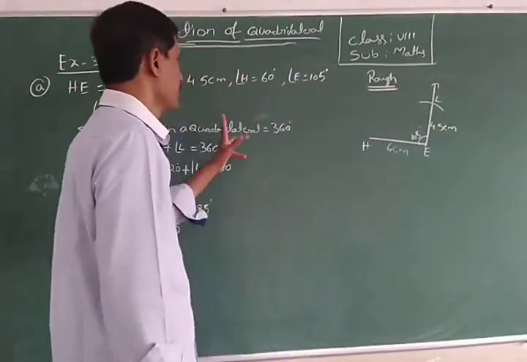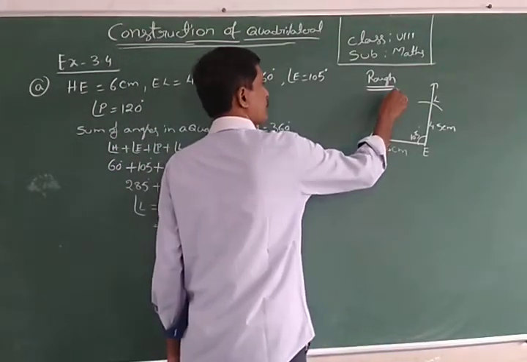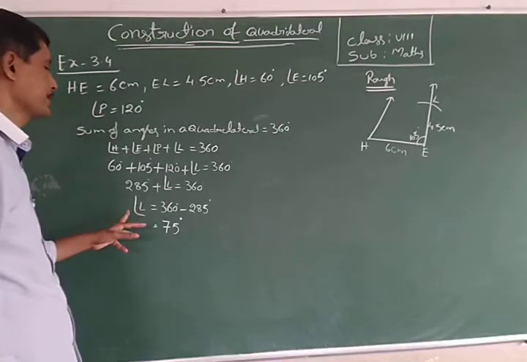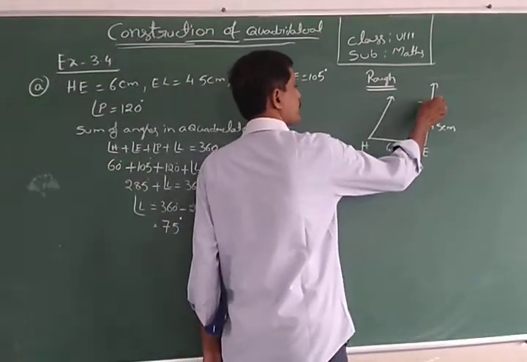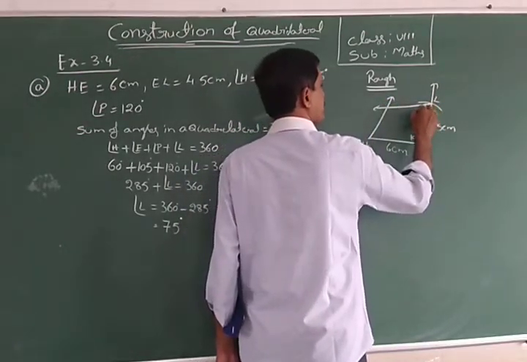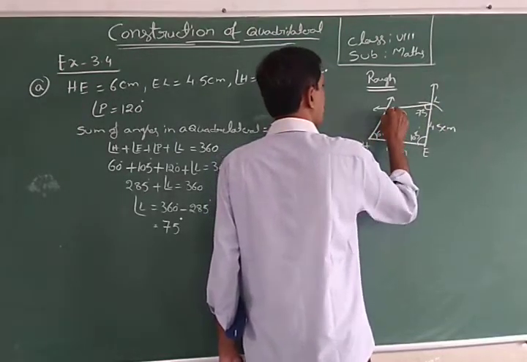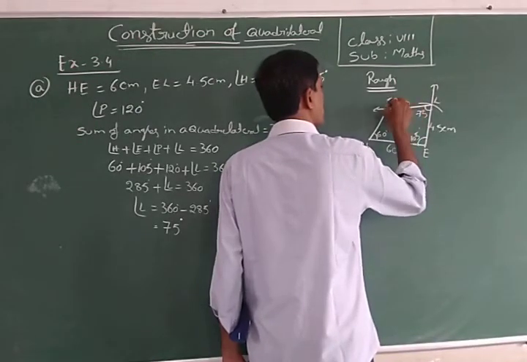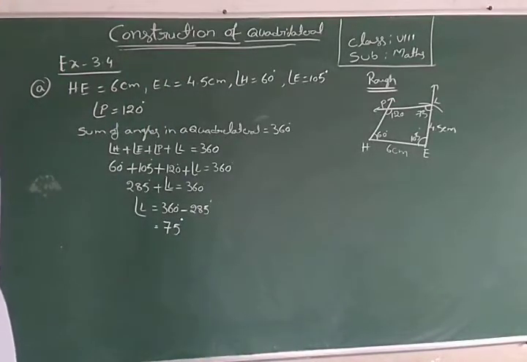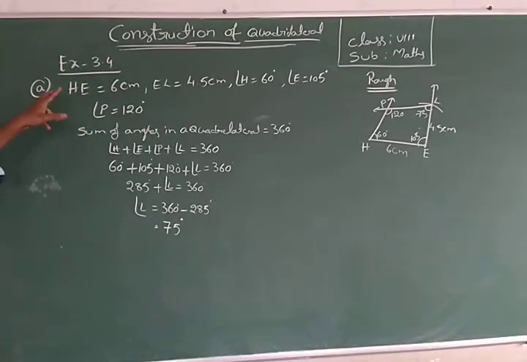Next, take H as the center, measure the angle 60 degrees. Okay. Next, take L as the center, measure the angle 75 degrees. Here is 60 degrees. Here, compulsory 120 degrees. Therefore, the quadrilateral HELP is constructed.